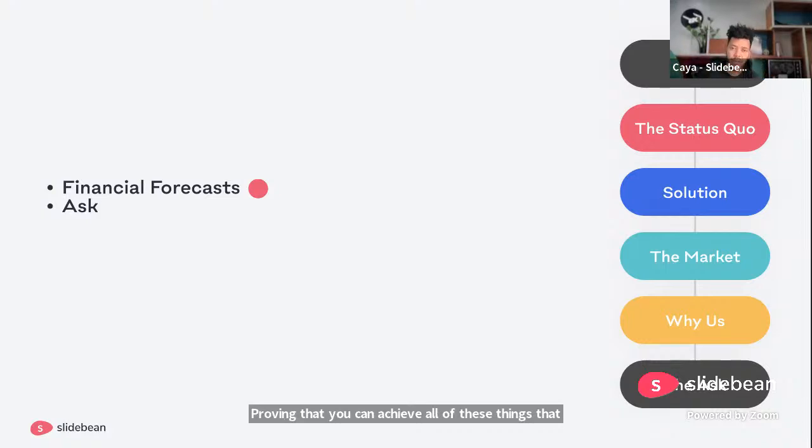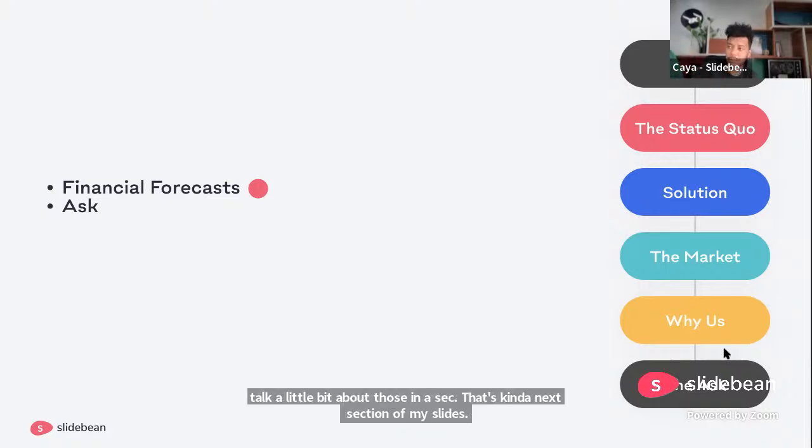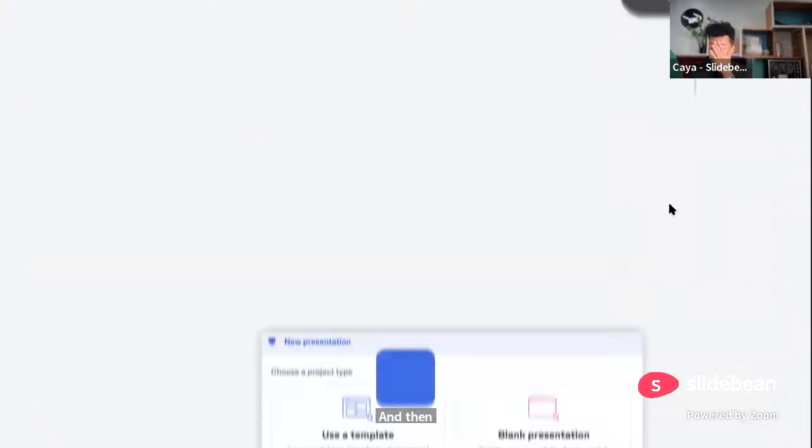Last but not least, financial forecasts. We're going to talk a little bit about those in a sec. That's the next section of my slides. And then finally, they ask how much money you're raising and so on. So a couple of tips on how to navigate this.